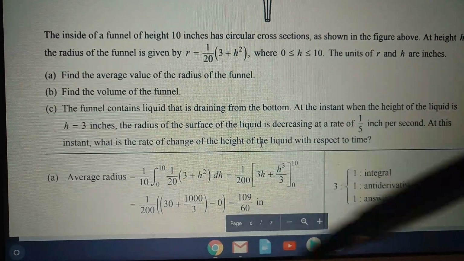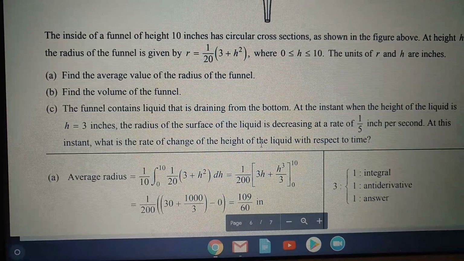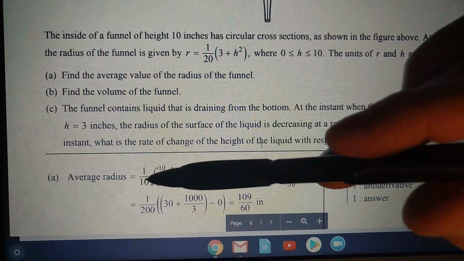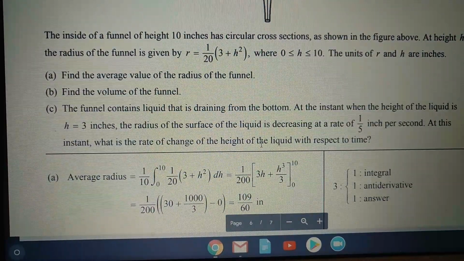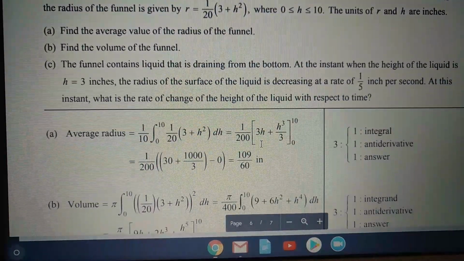you could have factored the 1/20 out, that's okay. So you get what's inside the brackets there, you would get the second point, and then if you have your correct constant there, so you end up with a correct answer of 109/60, you get the third point.